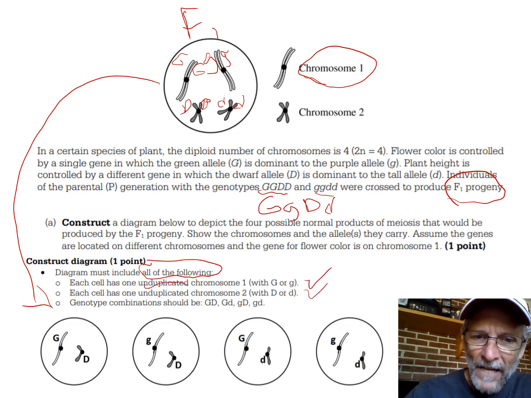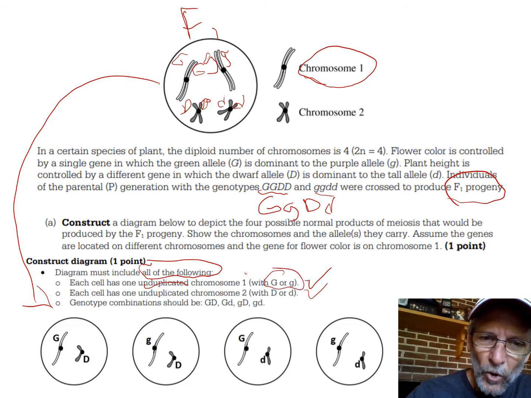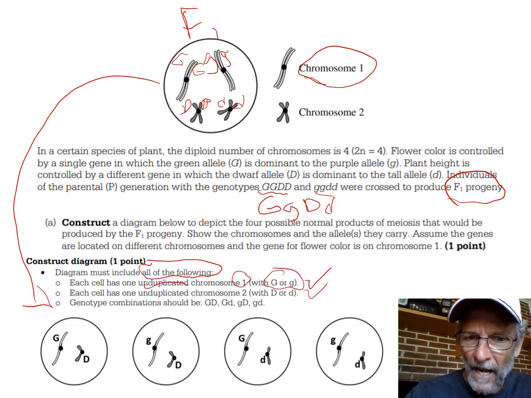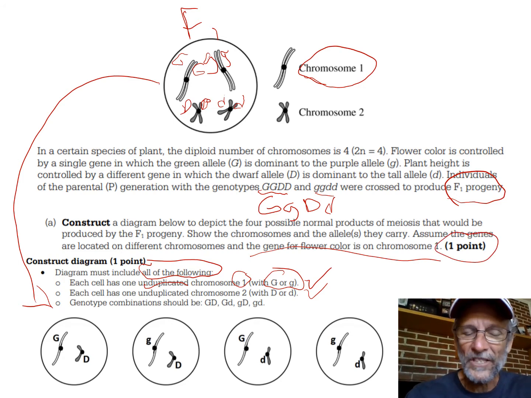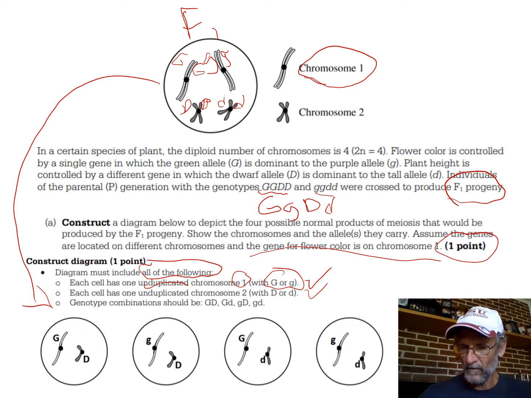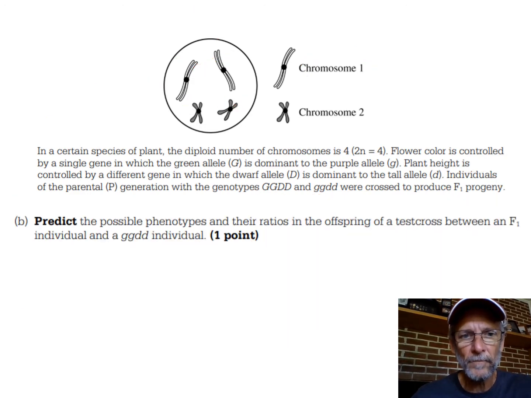And you have to have the G's on chromosome number 1 because they told you that right here. And then you have to have these 4 combinations. And so you got to get all that right to get that 1 point, which is not hard at all, but you got to get all that stuff right. Okay, next one, take a look, scratch and answer. Here we go.